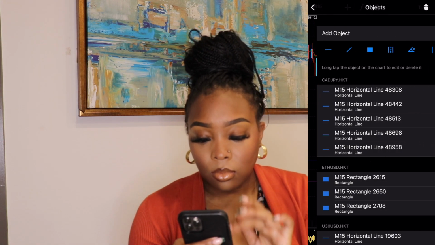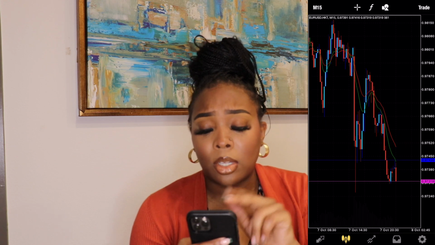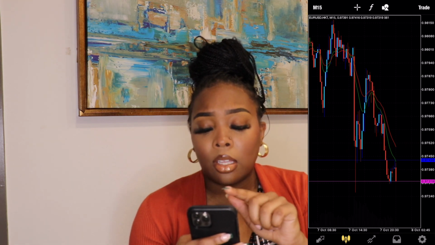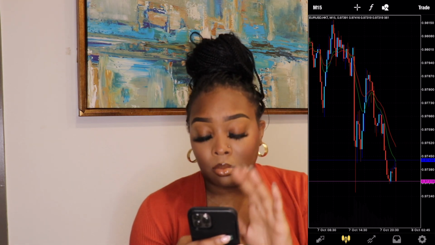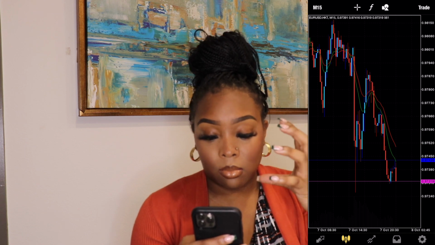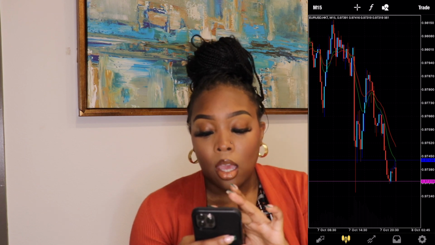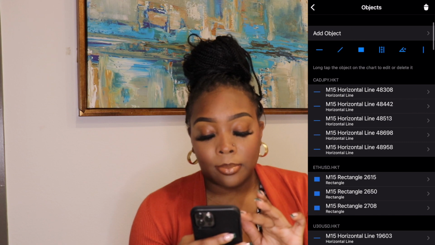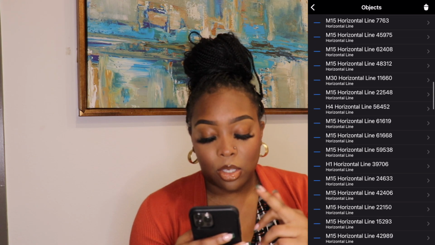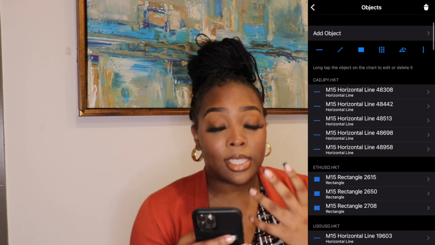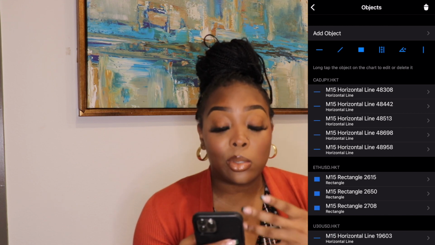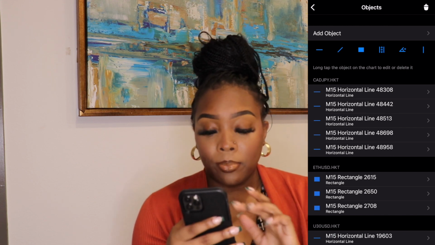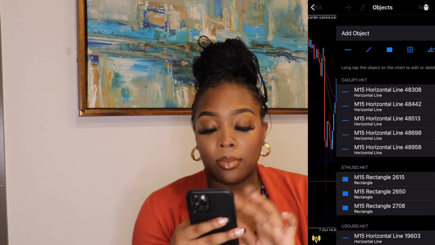So what I'm going to do is press on all the different shapes that are conjoined together right here, and I'm going to press on that. And as you guys can see, I've been using all types of support and resistance lines because this is what I use. This is what works for me, right? So I'm going to press the straight line right here.